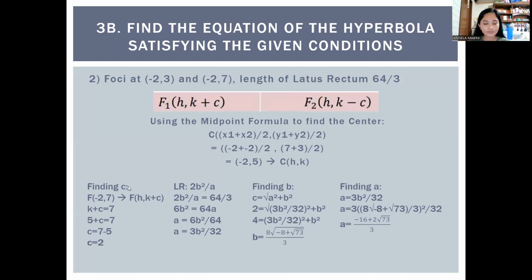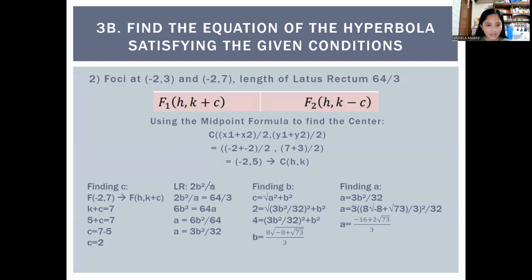So we will find yung value ni c. And since yung isa sa focus natin is negative 2, 7, and ang representation niya is h, k plus c, makukonclude natin na k plus c is equals to 7. And then, now na nahanap na natin yung value ni k, which is 5, isa-substitute natin si 5 kay k, which will become 5 plus c is equals to 7. And then, makukuha natin na value ng c is equals to 2.